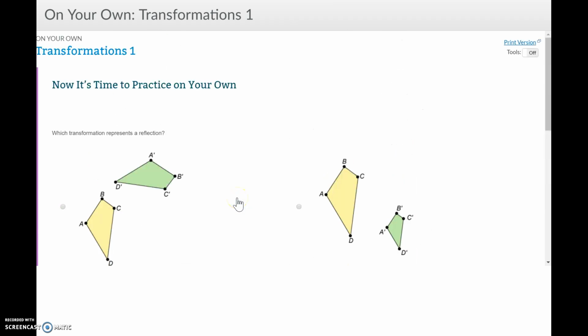And that is on your own practice, point 1.06.